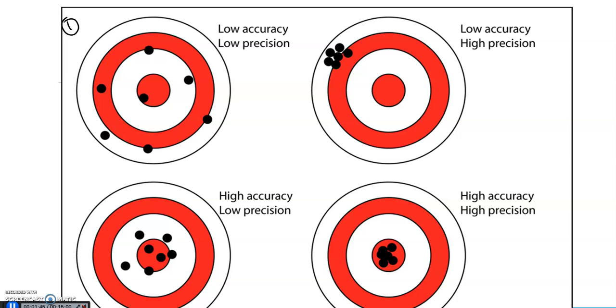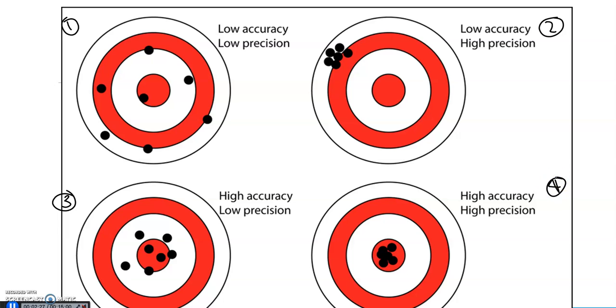If we look at target number 2, we still have low accuracy. We're not near the bullseye. We're not near the known or wanted value, but we actually have high precision because those dots are close to one another. They're consistent. Number 3, we have high accuracy. Those dots are around the bullseye, right? Those arrows made it close, but we have low precision. We were not very consistent in shooting the arrows. They don't end all bunched together.